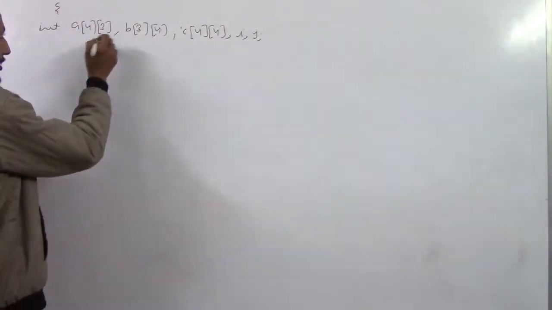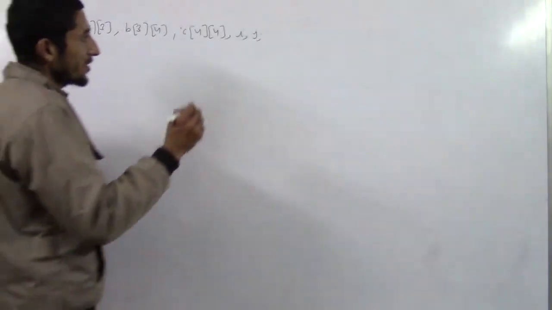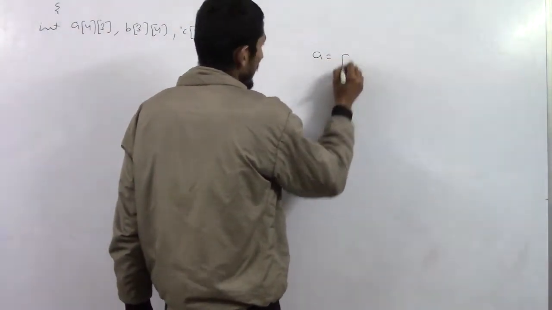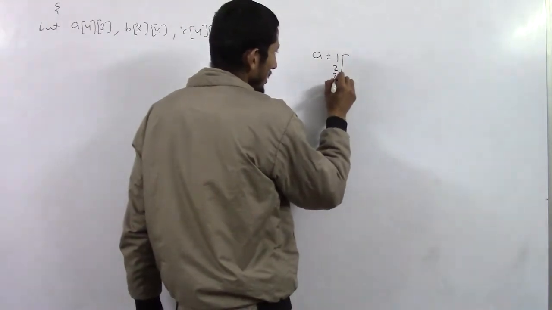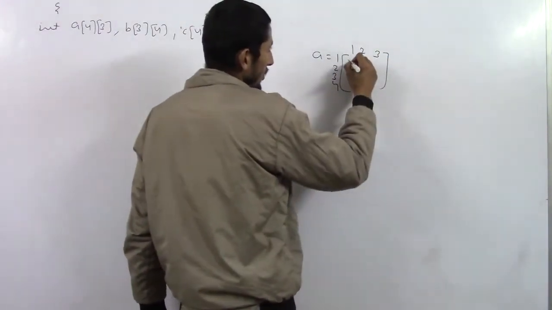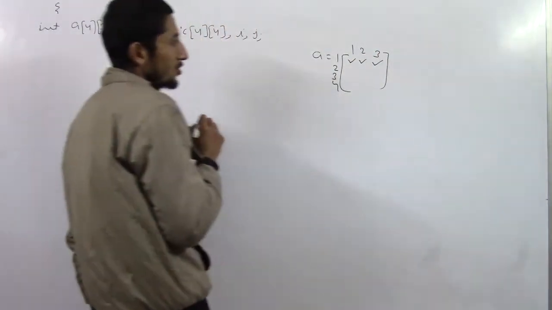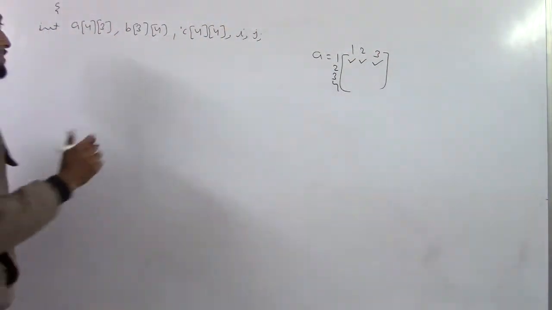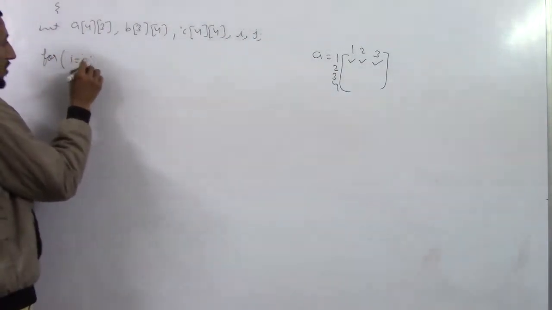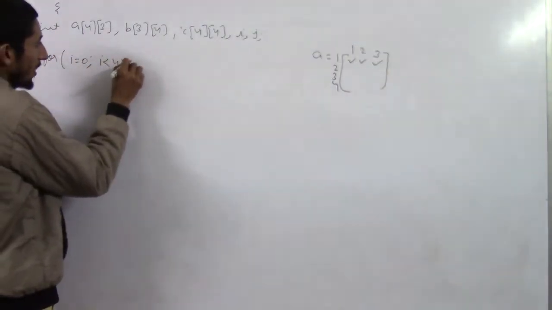Let me fill these two matrices. A is 4 cross 3. It means 1, 2, 3, 4 and 1, 2, 3 like this. So I want to fill this one and this one, so I will apply two loops. Let me apply the loop: for i equals 0, i less than 4, i plus plus.